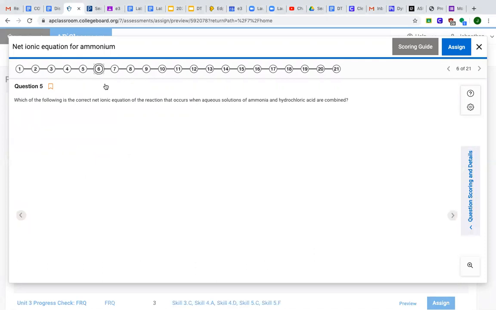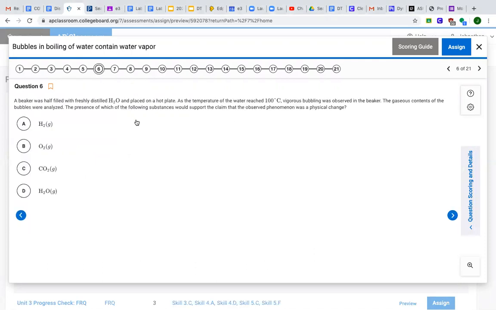So let's take a look at number 6. A beaker was half filled with freshly distilled water and placed on a hot plate. As the temperature of the water reached 100 degrees Celsius, vigorous bubbling was observed in the beaker. The gaseous contents of the bubbles were analyzed. The presence of which of the following substances would support the claim that the observed phenomenon was a physical change?